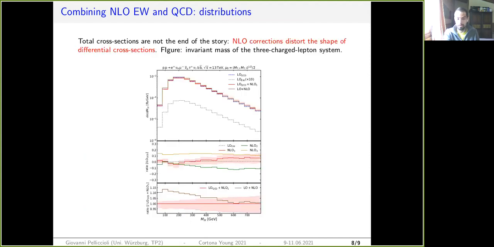Total cross-sections are not the end of the story, because one needs to see whether the NLO corrections also distort the shape of the differential cross-section in a certain observable. And I want to say that all of the 3 NLO corrections distort significantly some distribution shapes. For example, here I show the invariant mass of the 3-charged-lepton system, which is definitely measurable at the LHC. And you can see in this relative plot with respect to leading order QCD that all of the 3 curves, NLO 3, NLO 2, and NLO 1, distort significantly the shape of leading order.